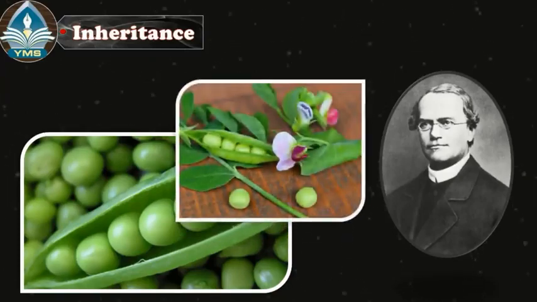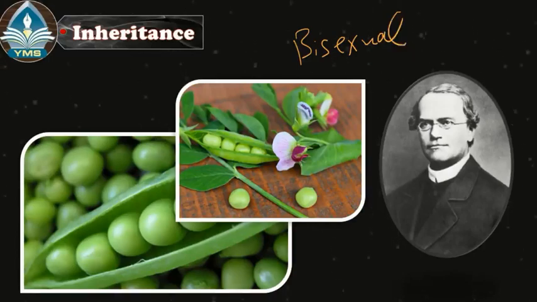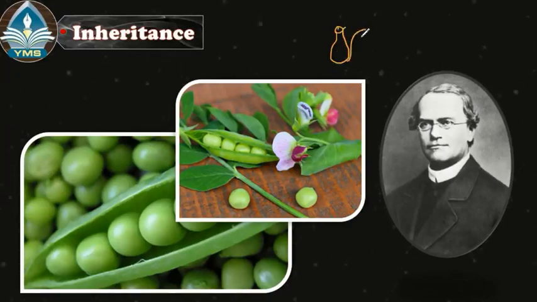Okay, another thing is the flowers of these pea plants are bisexual. Bisexual, what is meant by bisexual? They contain both the male and the female parts. Like this one, the flower contains the anther and contains the style, stigma, ovary. So they have the stamen and the carpel. They have the male and female reproductive organs.